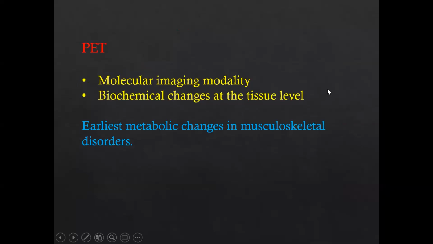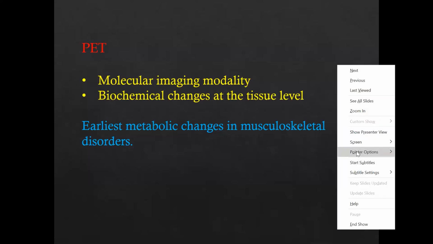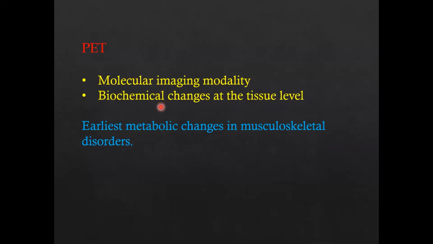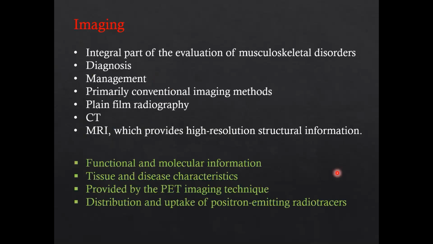So today I will be speaking on musculoskeletal PET-CT applications. PET-CT, as everyone knows, is one of the most important, fascinating modalities which has developed. It is a molecular imaging modality. Biochemical changes at a tissue level can be seen very clearly with the PET, and the earliest metabolic changes in the musculoskeletal disorders.